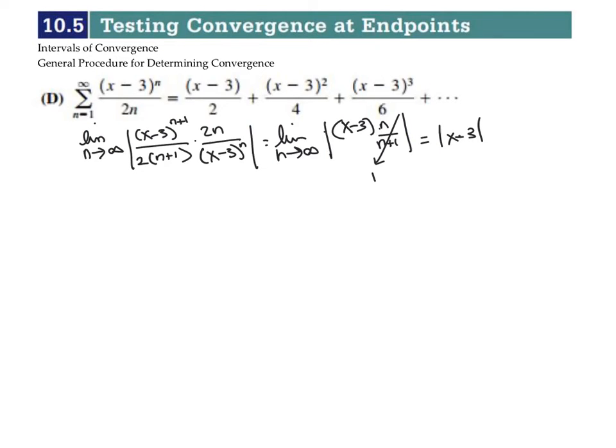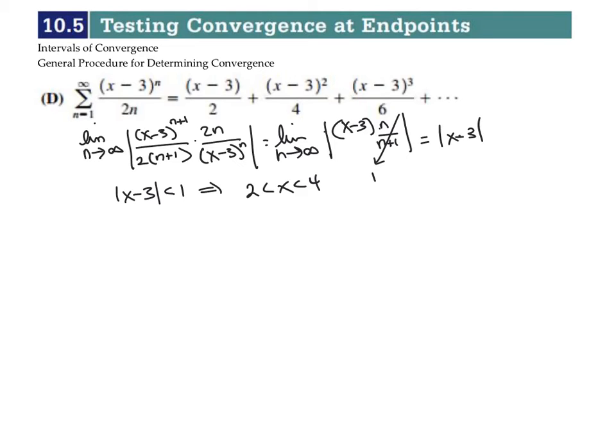So we found that the limit of the absolute value of a sub n plus 1 over a sub n is the absolute value of x minus 3. And setting that less than 1, we find that the interval of convergence is from 2 to 4. Remember, you can read that absolute value as x is less than 1 unit from 3. So now let's test the endpoints.